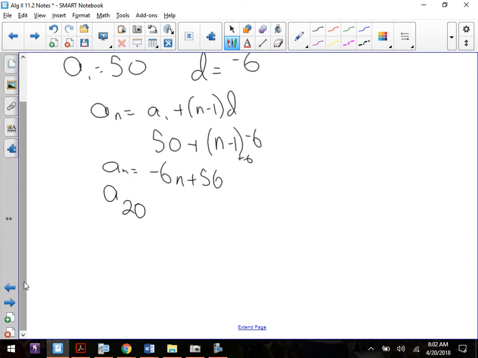So that just means that the 20th term will be -6 times 20 plus 56. That's what, -120, add 56 to that. What is it? -64.